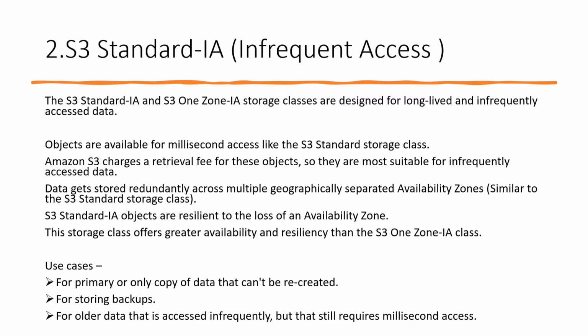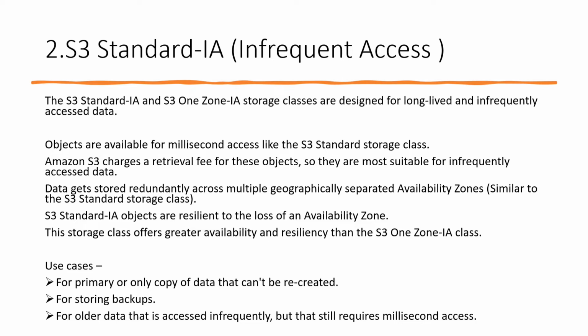This storage class offers more availability and resiliency than the S3 One Zone class. S3 Standard IA stores our data in multiple availability zones. However, S3 One Zone IA, as the name itself suggests, means the data will be stored in only one availability zone. Hence that is the only difference between S3 IA and S3 One Zone IA.